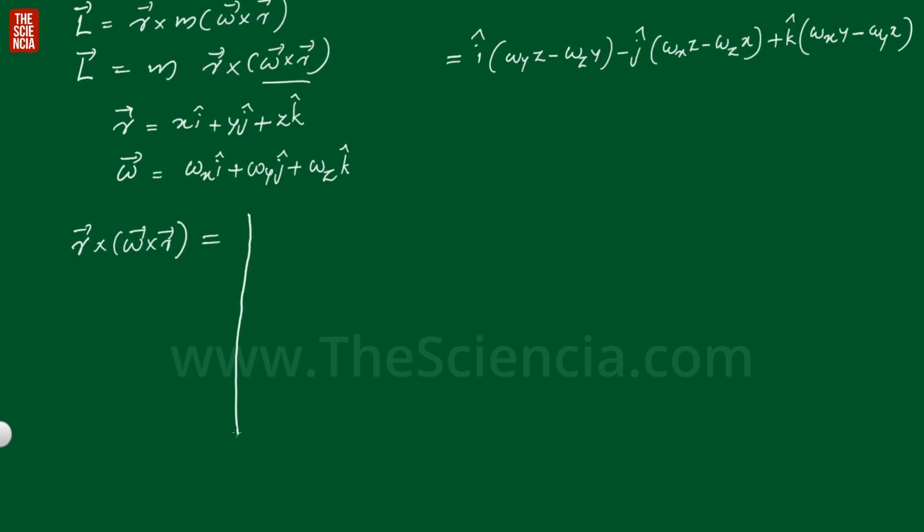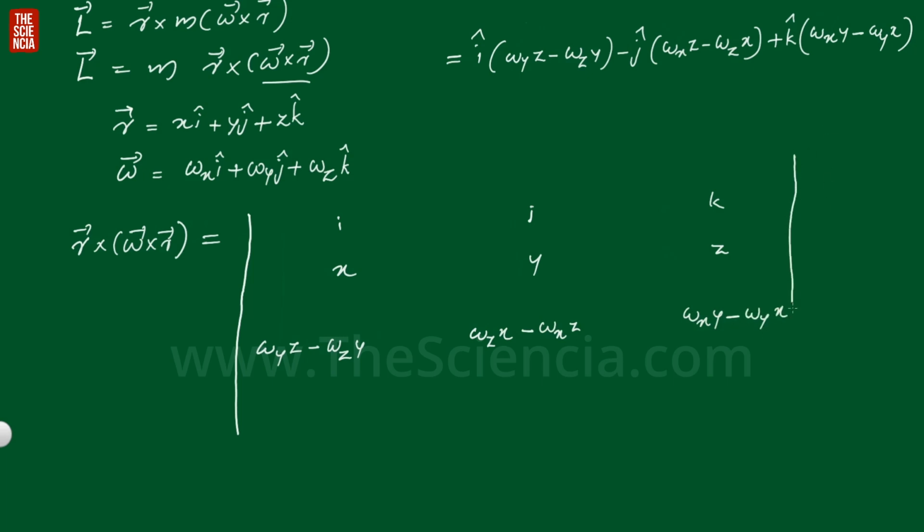So what will be this one? It is equal to the determinant of i, j, k; the r vector is x, y, z; and the omega cross r vector we already found, that is omega y z minus omega z y. And here I am taking the minus sign inside, so I get omega z x minus omega x z, and here it is omega x y minus omega y x.